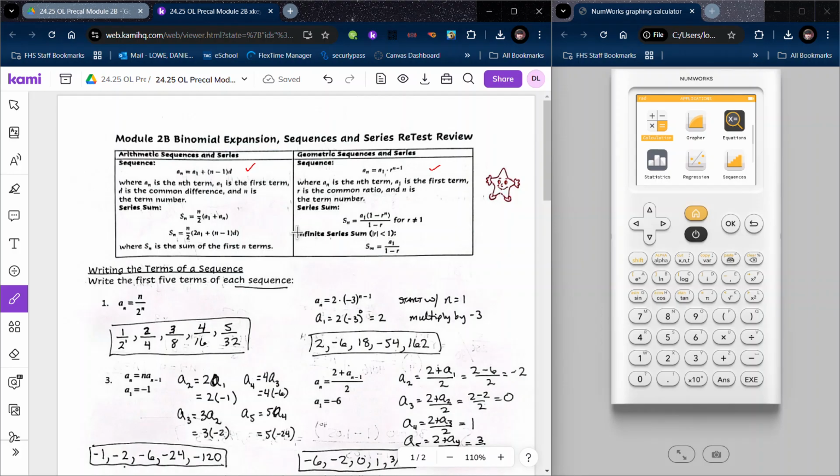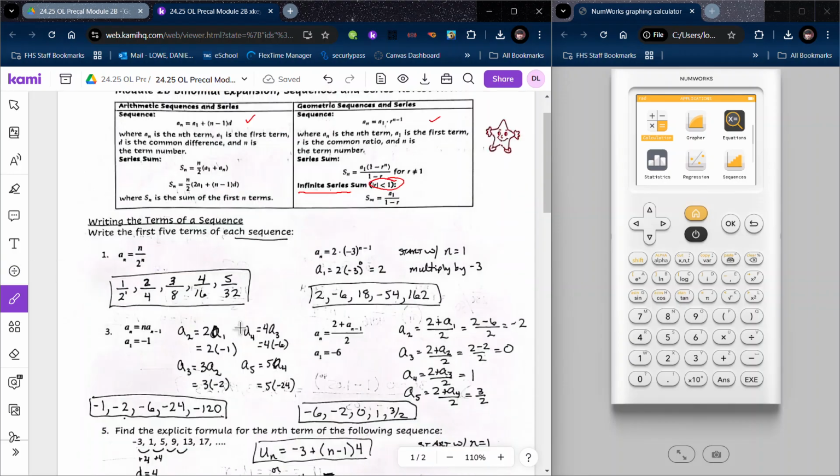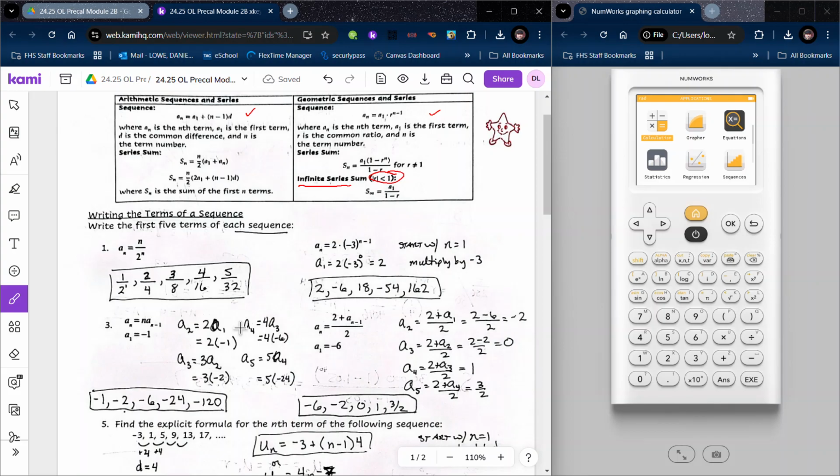An important thing to note with geometric sequences is that if I have an infinite series, I have a sum as long as the magnitude of my ratio is less than 1. So without further ado, let's discuss these solutions. Feel free to pause the video as you need and ask questions where needed.